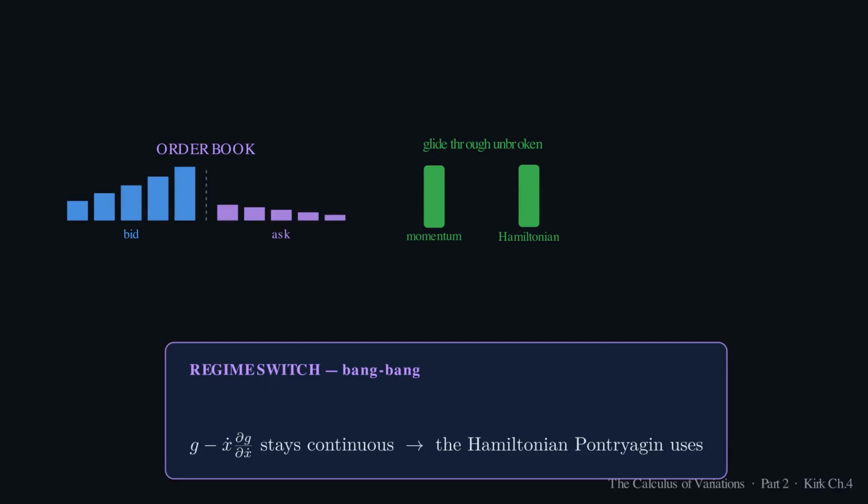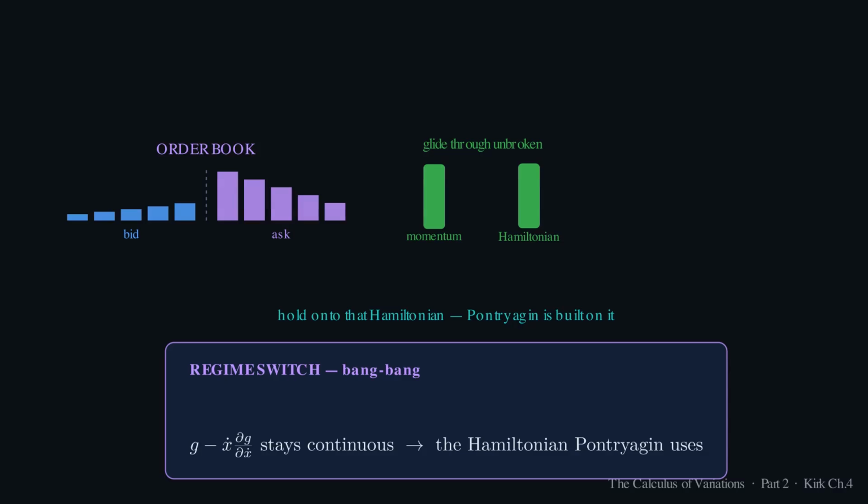For a trader, the corner is the regime switch, posting a quote one instant, pulling it the next. The trade rate is allowed to jump, but the corner conditions name what cannot jump, a momentum and a Hamiltonian. Hold on to that Hamiltonian. It is the exact object Pontryagin's principle will be built on in the next chapter.